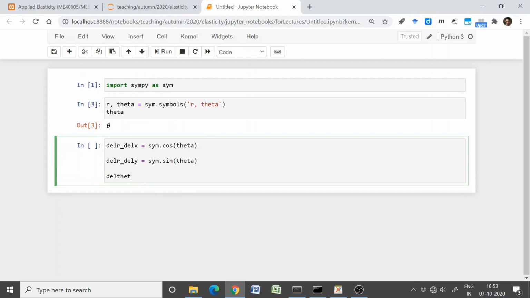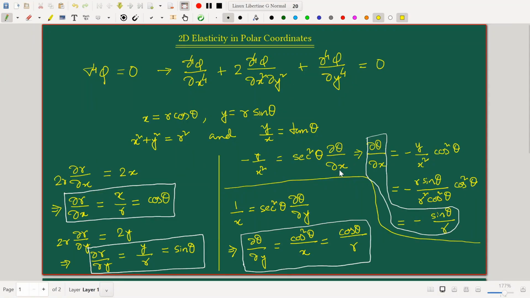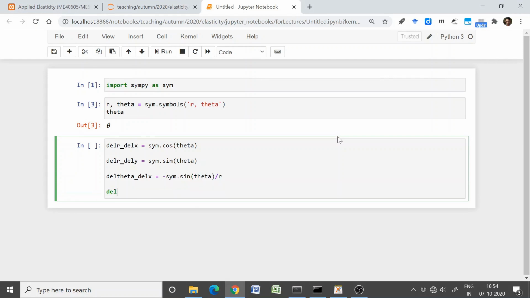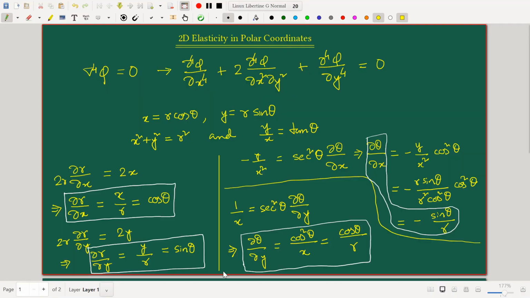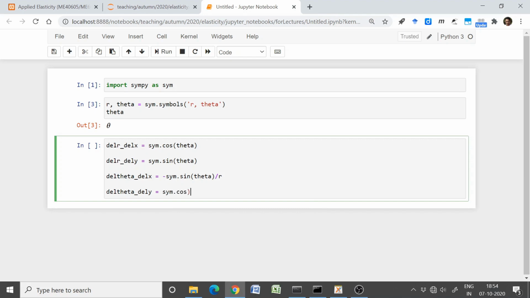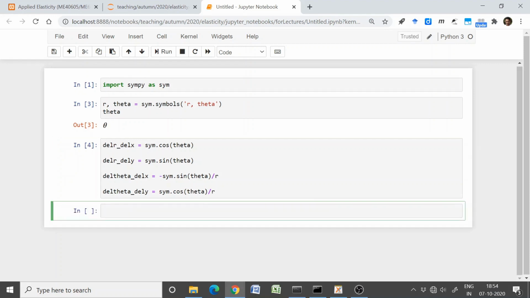Next is del theta del x. We take a look again, del theta del x, here we have this as minus sine theta by r. And finally for del theta del y we have, let's check this, del theta del y is cos theta by r. All right, so we have set up our expressions.